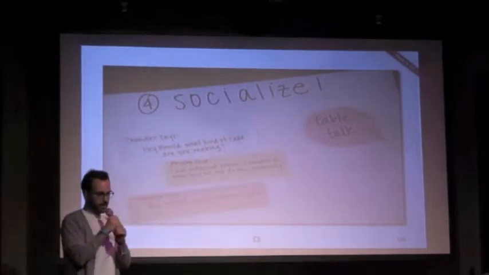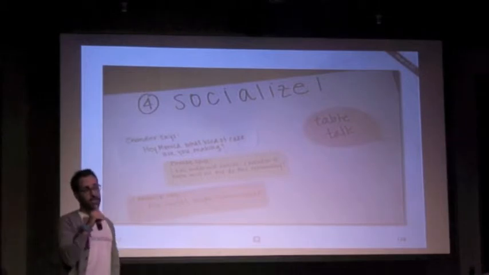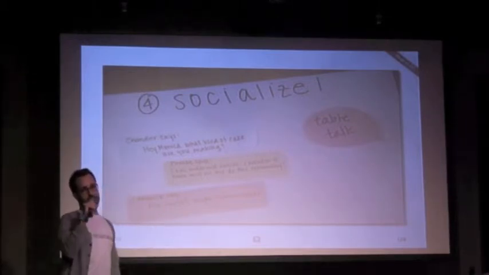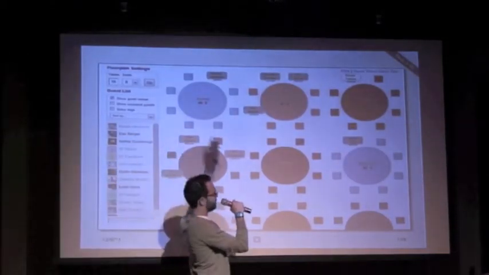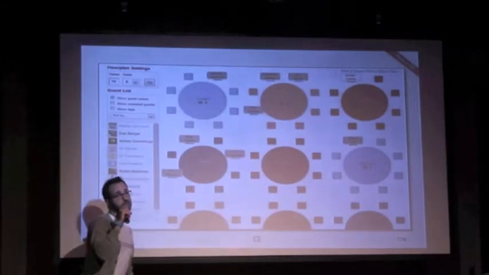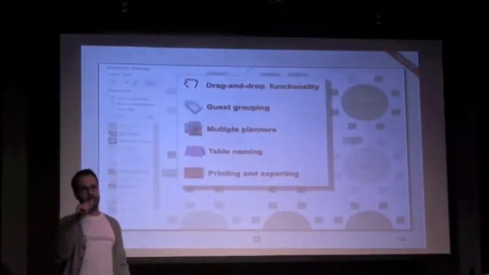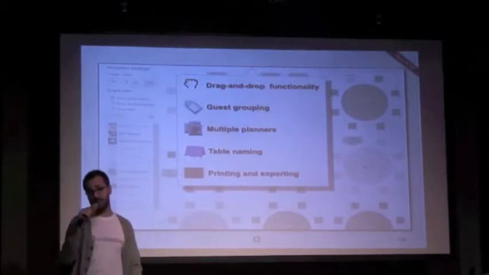So what I'm really psyched to tell you about tonight is I'm going to show you our new design. Nobody's ever seen it before besides me and Piotr. This is what it looks like right now. It's a pretty static seating chart with drag and drop features. Drag the name into a table, and that's it. It's got really cool features like drag and drop guests, guest grouping, like I mentioned. You can actually have multiple planners. You can name tables, and you can print and export everything.